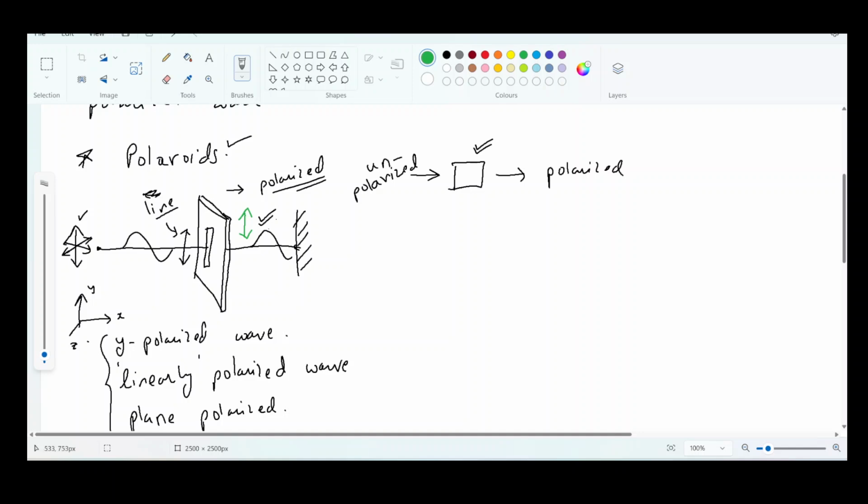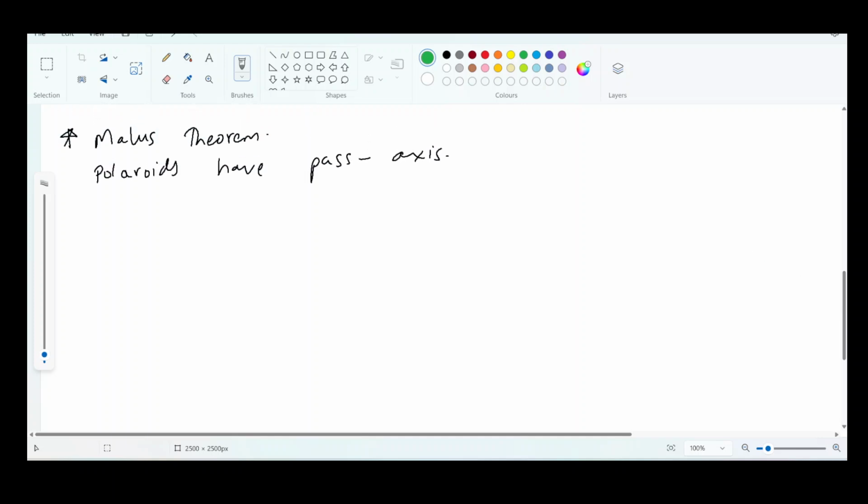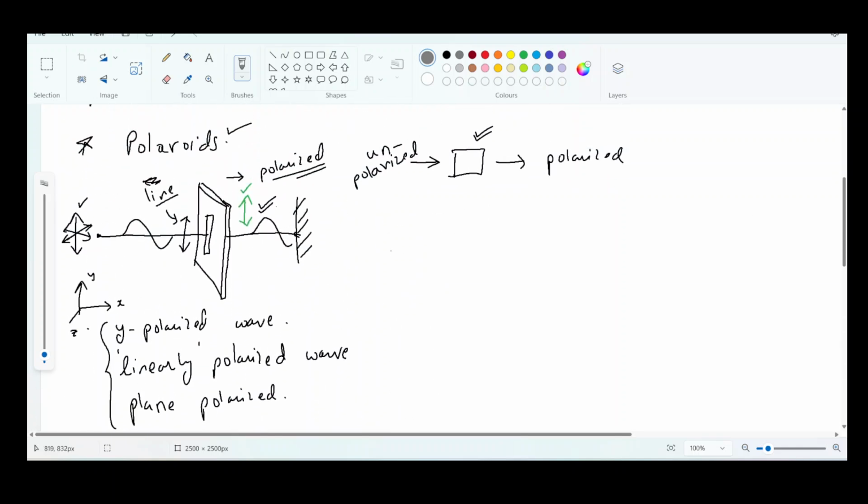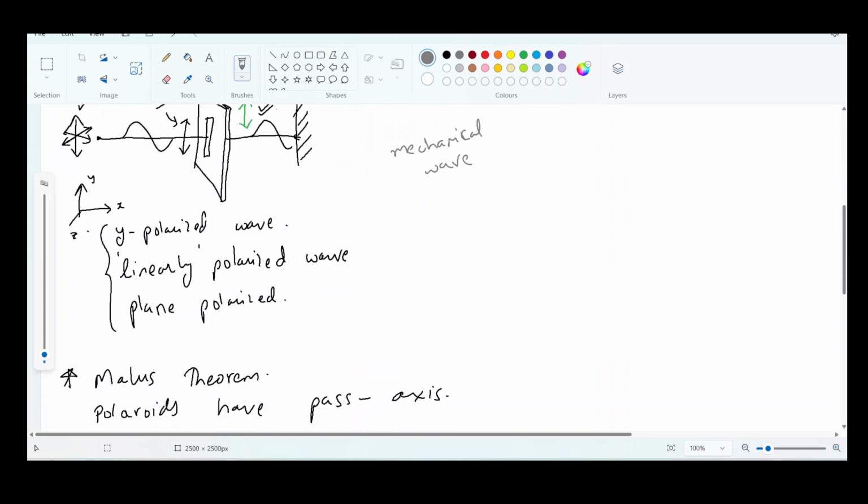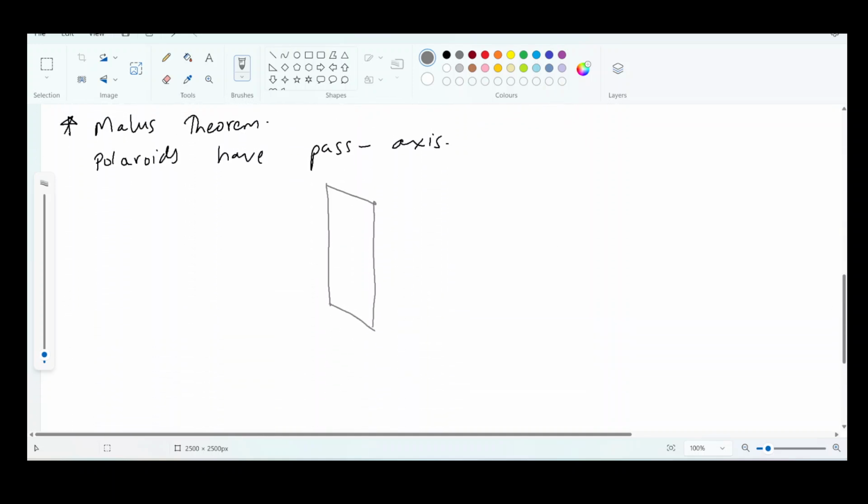It will not allow anything other than this direction of vibration. So that is the pass axis, and every polaroid has one. You have to think of a polaroid which works in the same way as we just saw, but that was a mechanical wave. The string, the vibrations, everything is mechanical. Here we are talking about an optical analog, an optical polaroid.